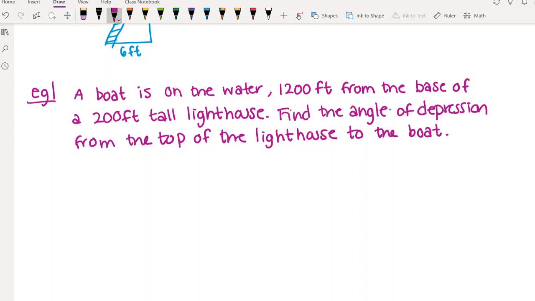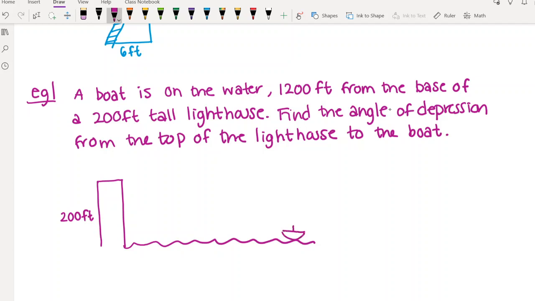Okay, so we have some water here, and we have our lighthouse, which I'm not even going to try. I'm just going to go like this, well, I'll make it a little better than that. Okay, so here's our lighthouse, and we know that this is 200 feet tall. And then we have a boat out on the water somewhere. And we know that the horizontal distance between them is 1,200 feet.